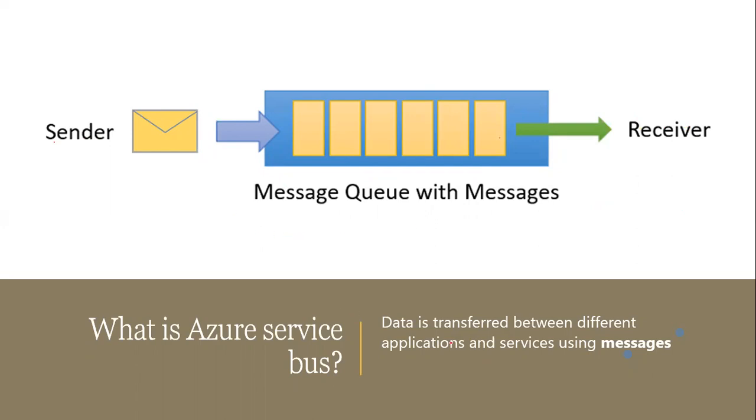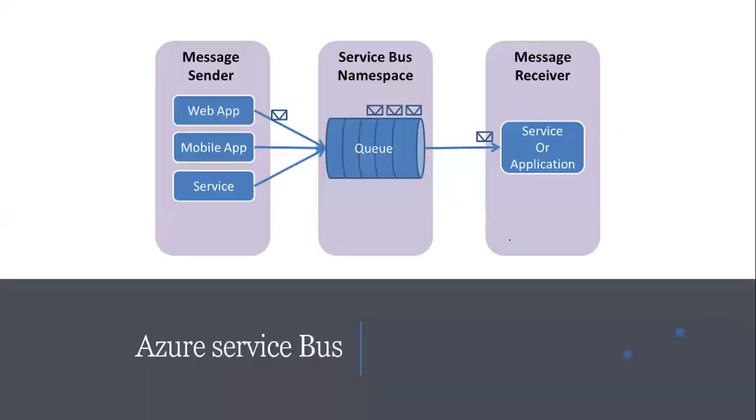Data is transferred between different applications and services using messages. The message is nothing but a stream of bytes, a container which can hold any amount of data in any form. For example, we have a web app, a mobile app, and other services. They are requesting data from the cloud.